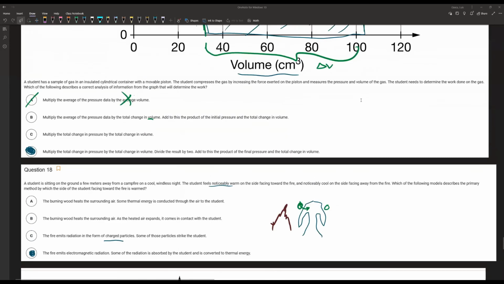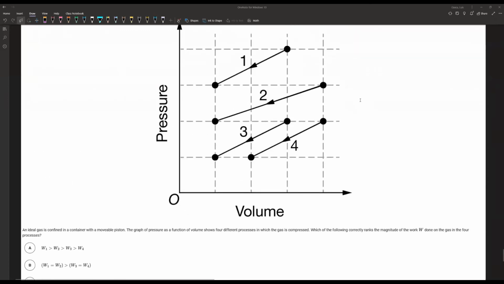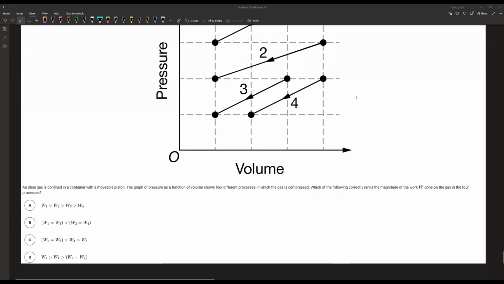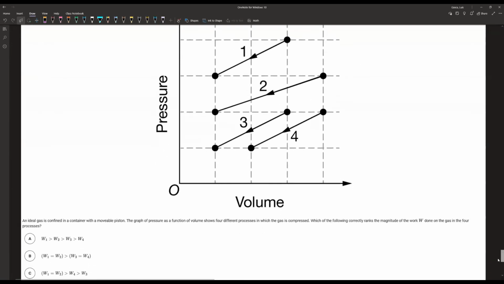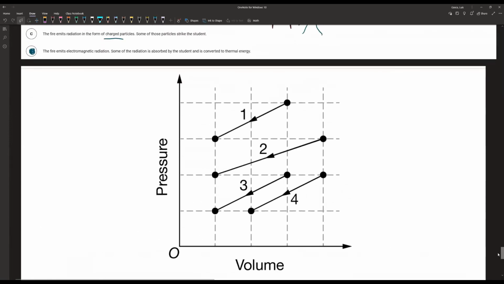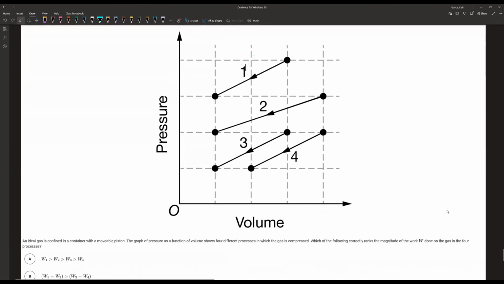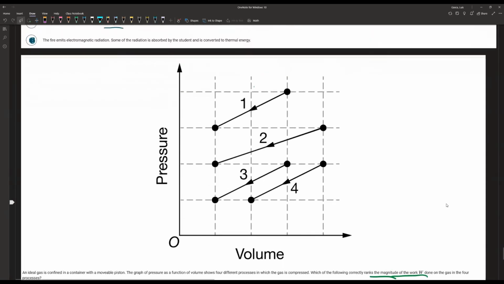Okay, so if we look at this, we're pretty much at our last question here. And so they ask, an ideal gas is confined in a container with a movable piston. The graph of pressure as a function of volume shows 4 different processes in which the gas is compressed. Which of the following correctly ranks the magnitude of the work done on the gas in the 4 processes? So in this case, they're all compressing the gas. The volume is decreasing. And so we have to try to find out, well, in which of these processes is work going to be the greatest, and in which of these processes is work going to be the least, and so on and so forth.